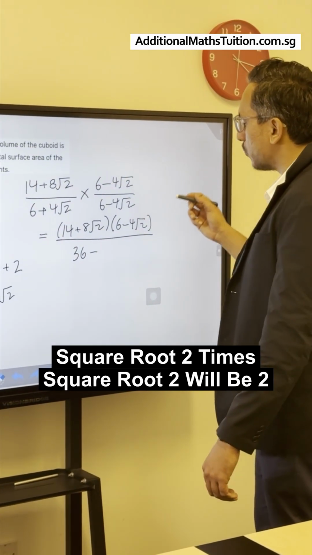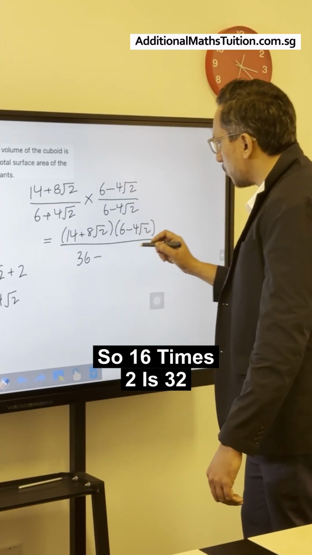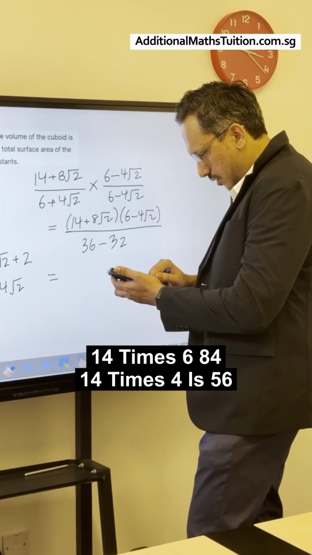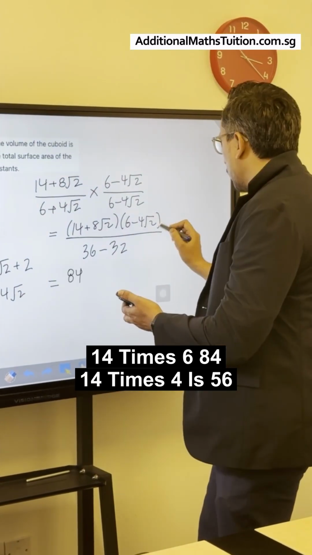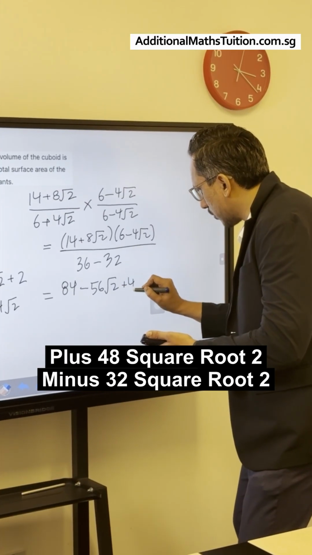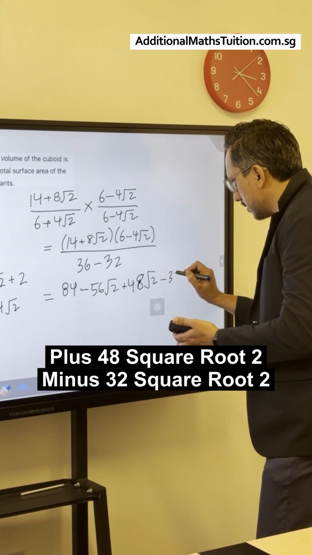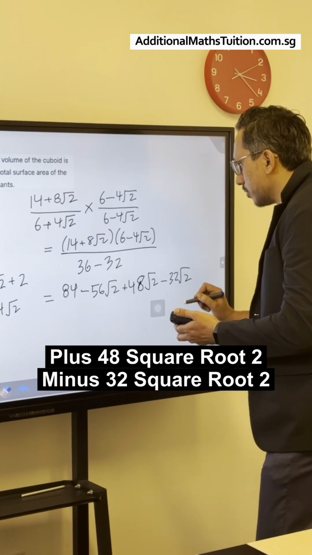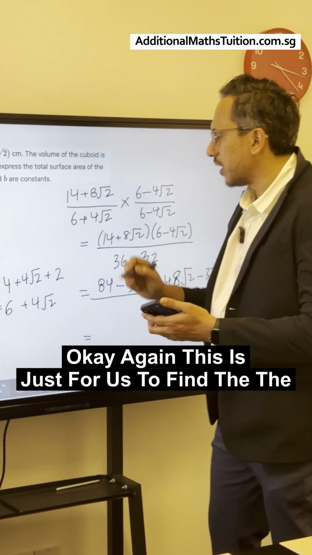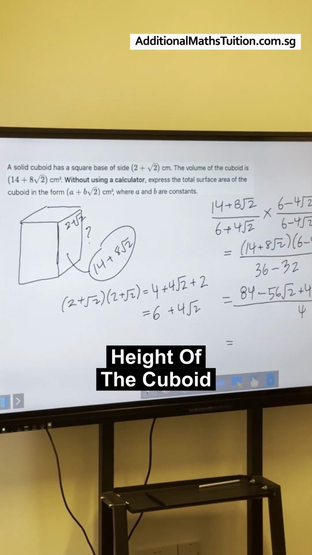Square root 2 times square root 2 will be 2. So 16 times 2 is 32. Okay? So we work this out. We get 14 times 6, 84. 14 times 4 is 56 plus 48 square root 2 minus 32 square root 2 over 32 minus 36, which will give me minus 4. Okay, again, this is just for us to find the height of the cuboid.